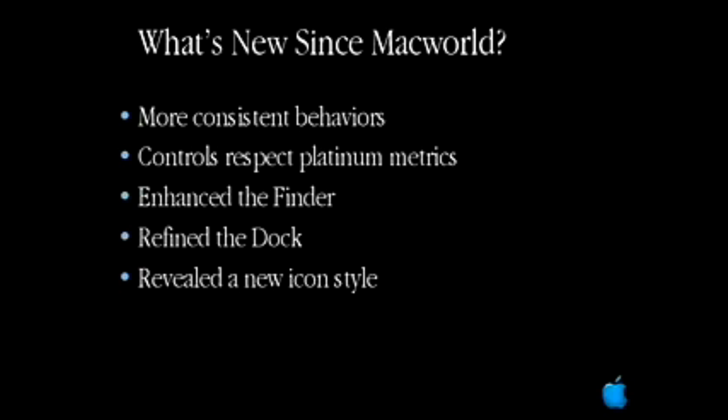Okay, since Macworld, it's been 5 months. We've done a few things that are in DP4. First of all, as I just mentioned, we have more consistent behaviors. Cocoa and Carbon have very different heritage. We've changed the behaviors to try and make them more consistent between the two. I don't believe that as a user you should be able to distinguish between Cocoa and Carbon. And that's something we're trying to achieve.